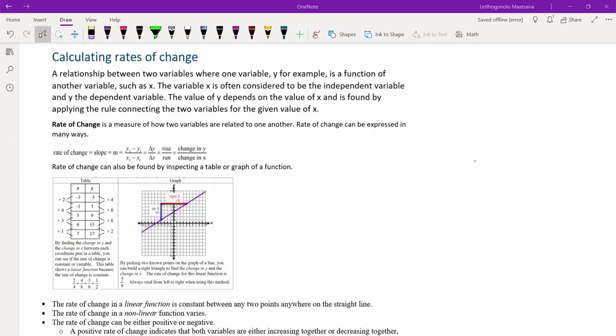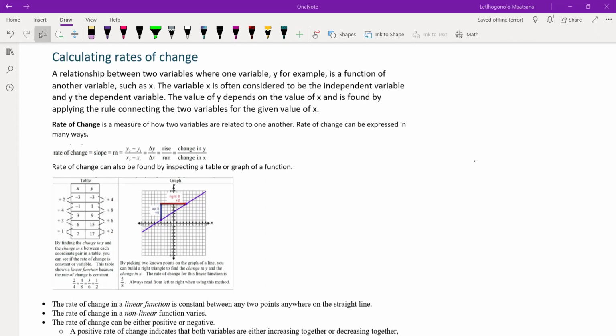Hi, in today's lesson, we'll be talking about calculating rates of change. A relationship between two variables where one, y for example, is a function of another variable such as x. The variable x is often considered to be the independent variable, whereas y is the dependent variable. The value of y depends on the value of x and is found by applying a rule connecting the two variables for the given value of x.